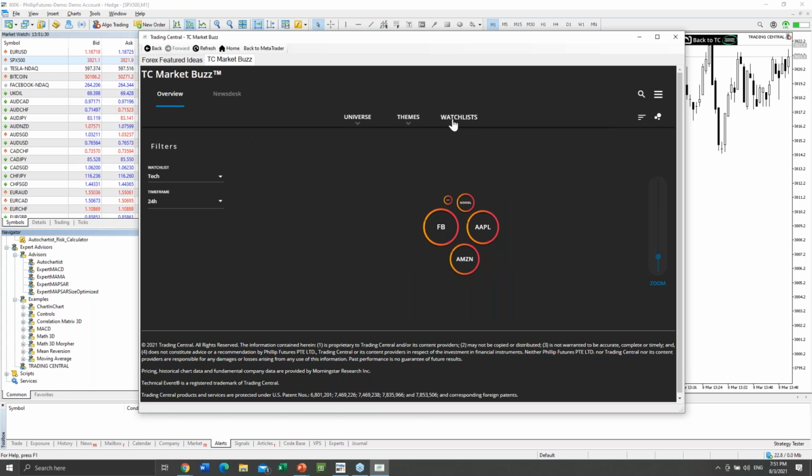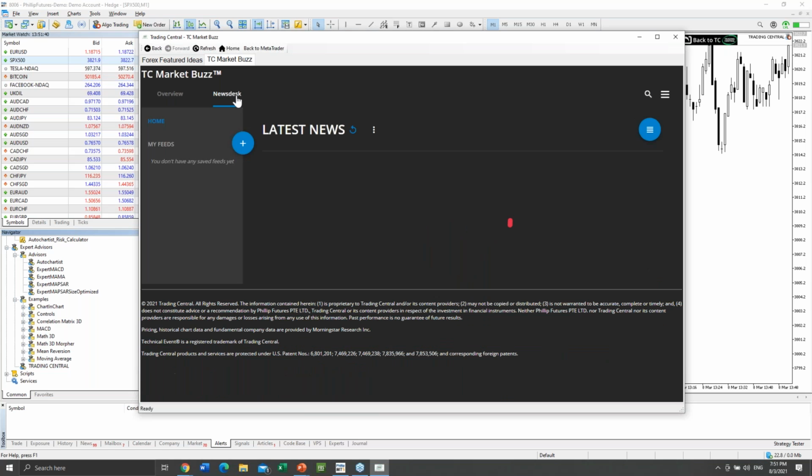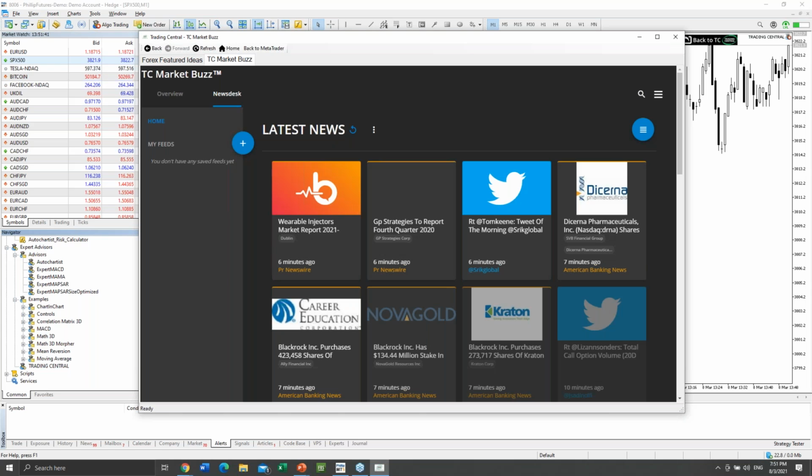Right, so you see under tag, this is the watch list I've just created, and from here I can look at what's buzzing along with the created. Other than that, there's also the news desk, which gives you insight into different news sources and social media, maybe Twitter. You are also given the opportunity to create a customized feed.